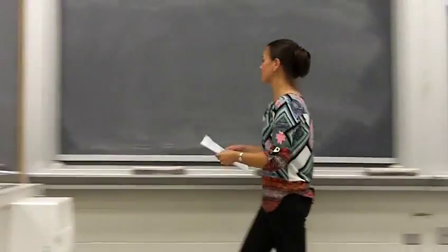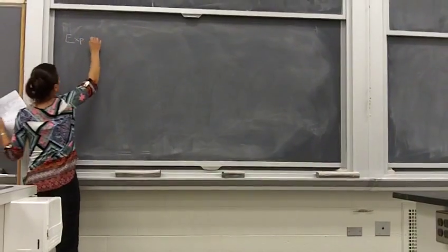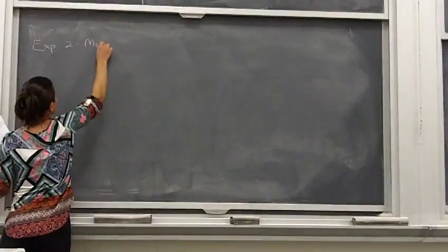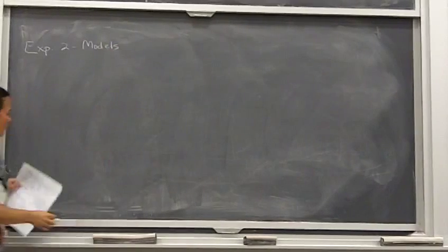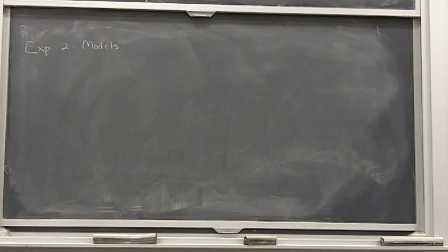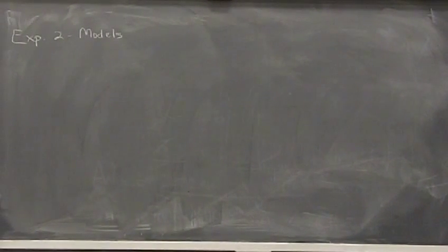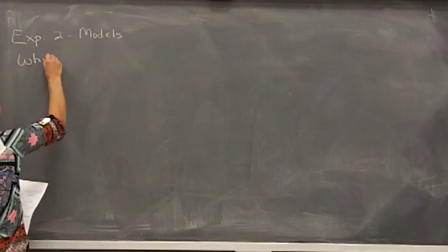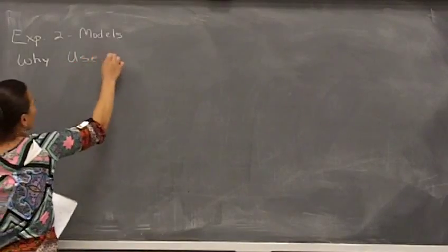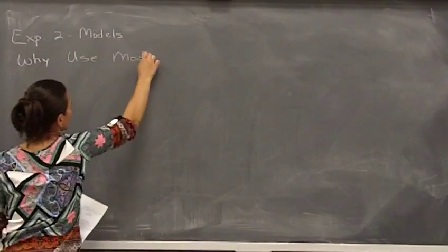So today with experiment 2, we're going to be looking at different types of models. And in general, when we're talking about looking at compounds, not just organic compounds, but looking at atoms or compounds or things in chemistry in general, there's 2 different things that we can use. We can use either physical models or we can use computer models, okay? And so, first of all, why are we going to use models? What is the reason to do that?